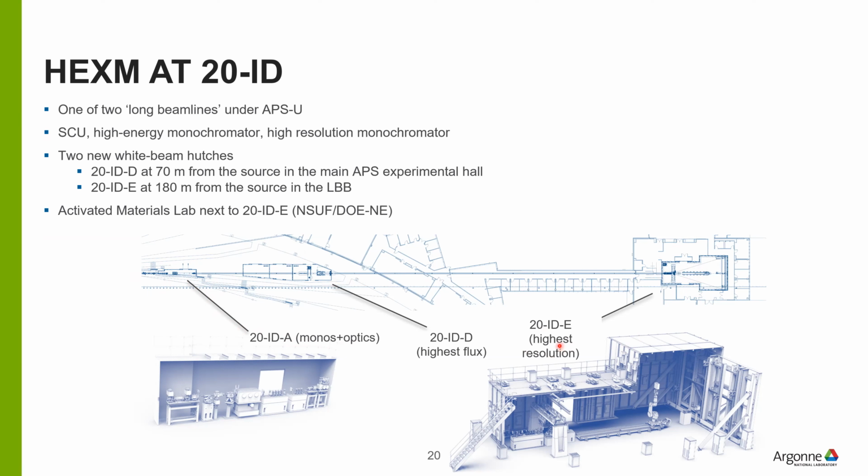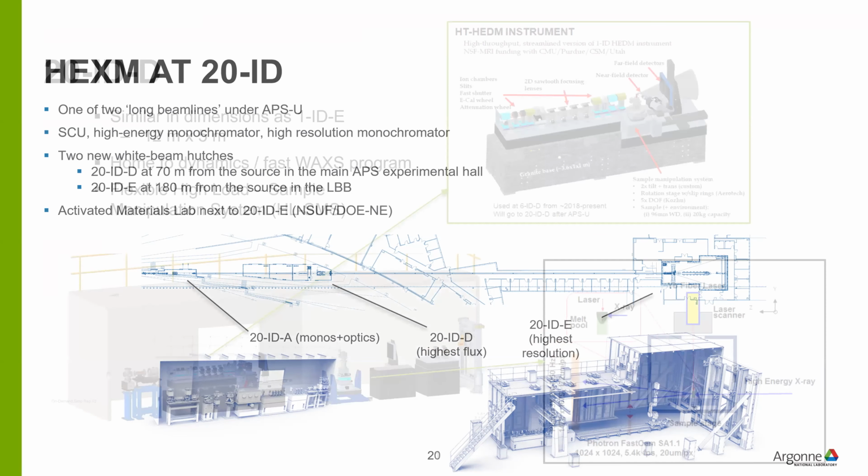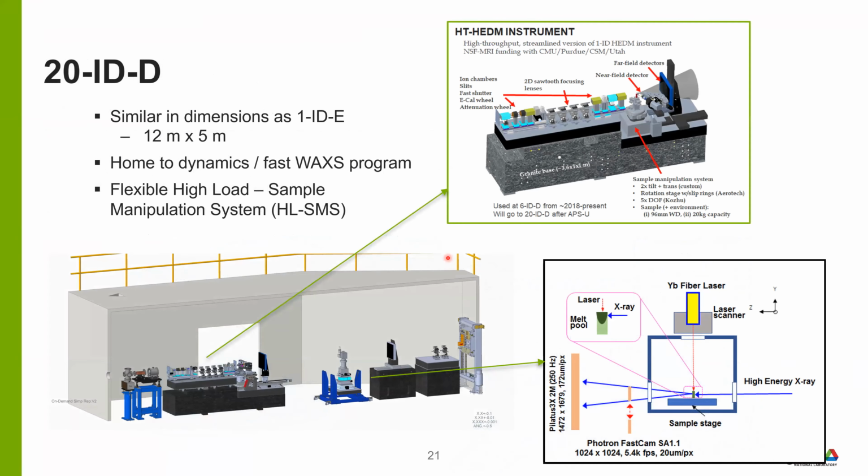That will allow us to deliver this highest resolution. And we'll be building this 20 IDD hutch at the end of the experimental floor, similar to 1 IDE, which will give us the highest flux at that location. Okay, so 20 IDE hutch, 20 IDD hutch. It'll be similar in dimension to 1 IDE.